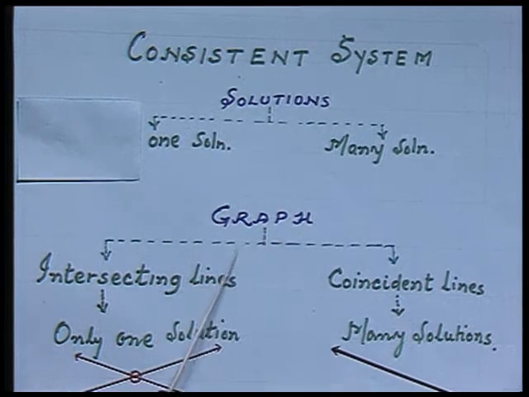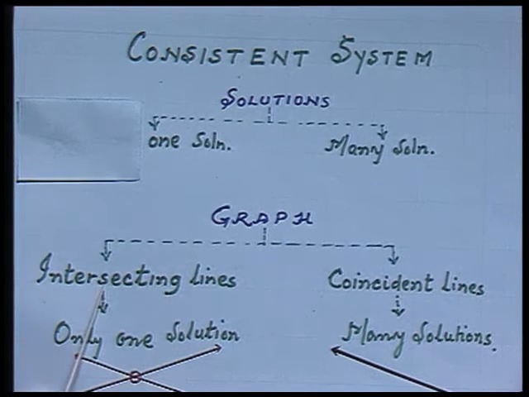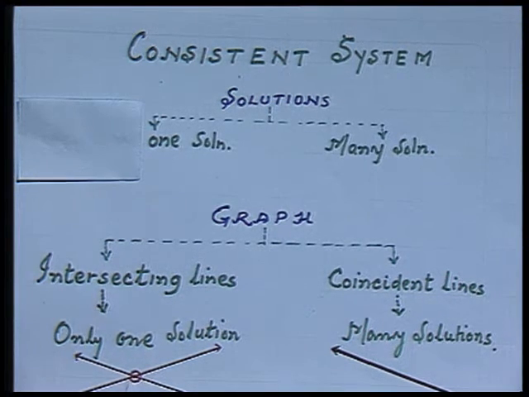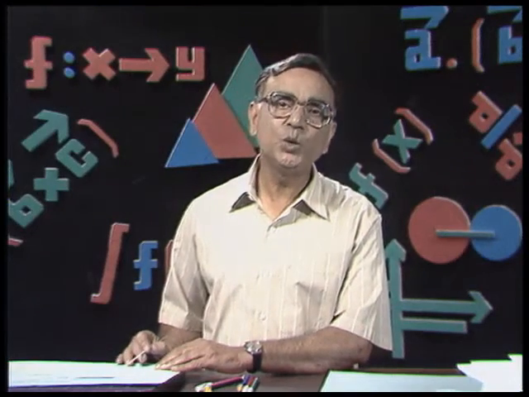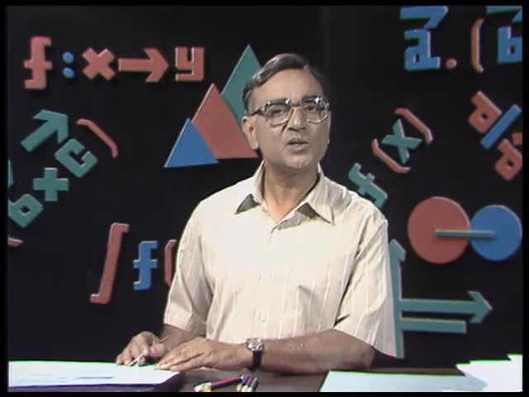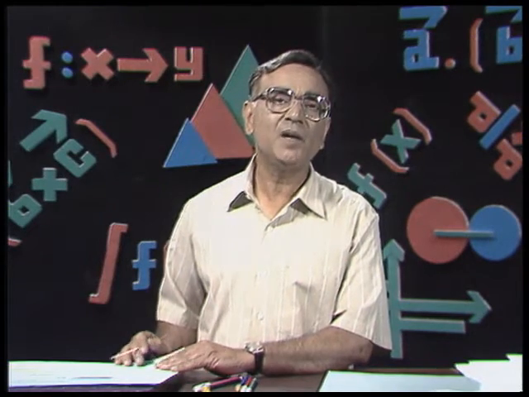And for a consistent system, if we happen to plot the graph, it will be either intersecting lines, and the point of intersection of the lines will be the solution of the system, that is, it will be satisfying both the equations, or there will be many solutions when the lines are coincident. In that case both the lines will be coinciding with each other. So these are the two cases when we saw that the system is consistent. A consistent system can have one solution or it can have many solutions.